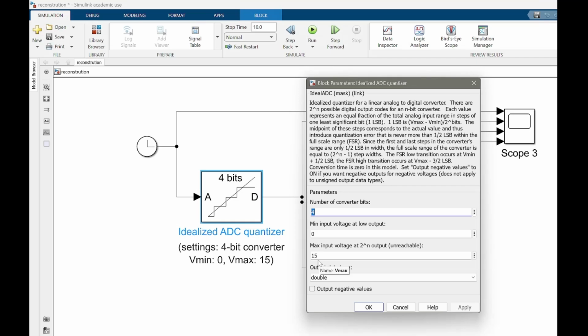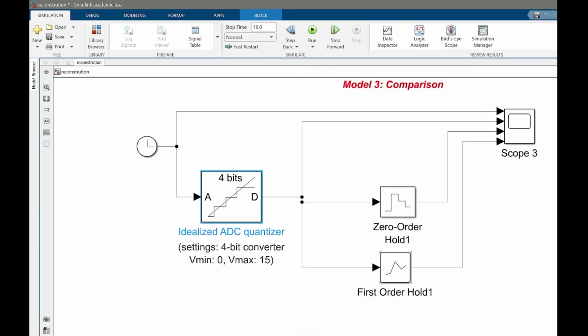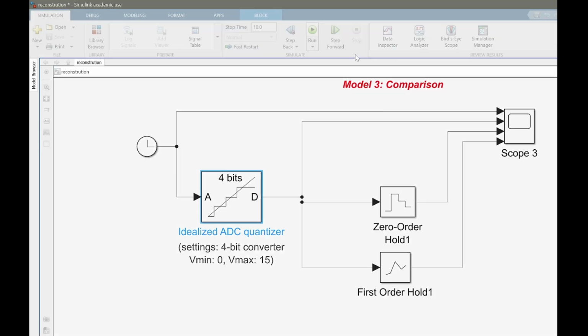The ADC cannot represent every possible analog value. Instead, it rounds the input to the nearest available digital level. And this process is called quantization. After the ADC, we are giving the output to the zero order hold and first order hold, and all the outputs are displayed by the scope 3.